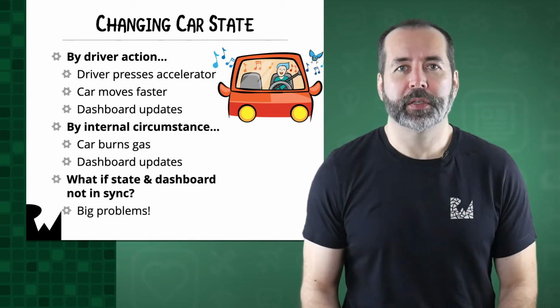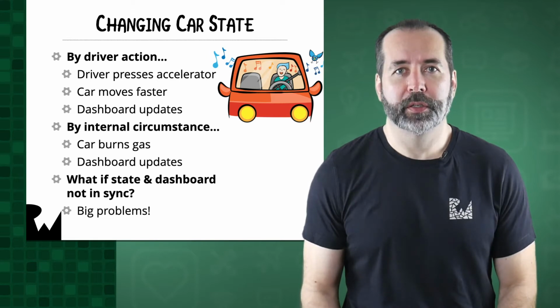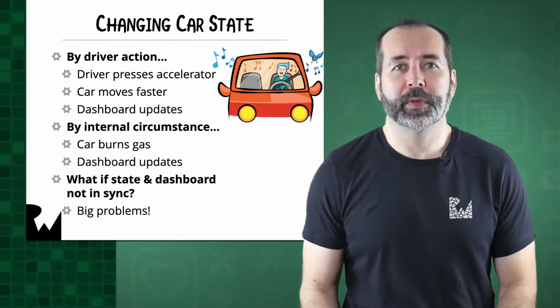But what happens if the car's state and dashboard aren't in sync? For example, what if your dashboard breaks and doesn't accurately show your car's speed? Well, that could be a big problem. You might get a ticket, or worse.